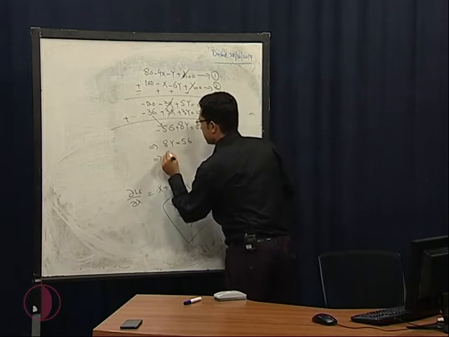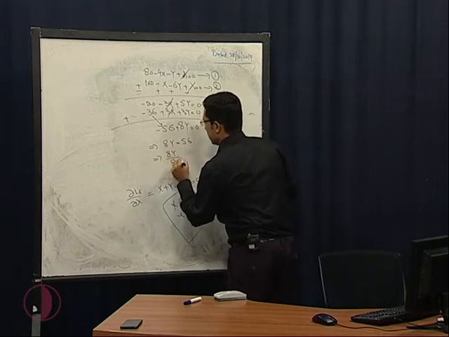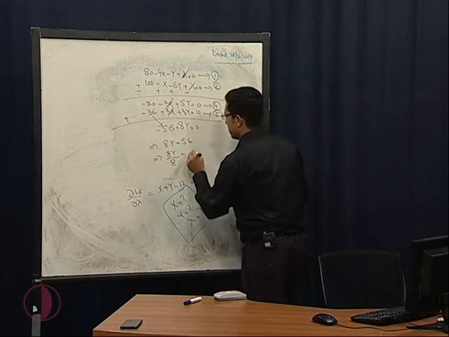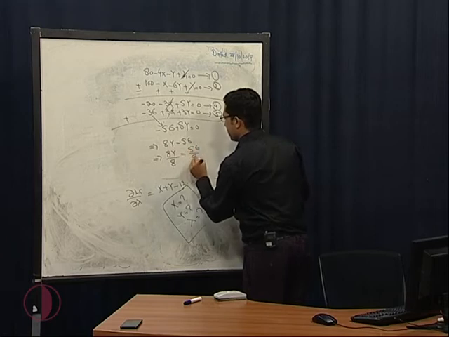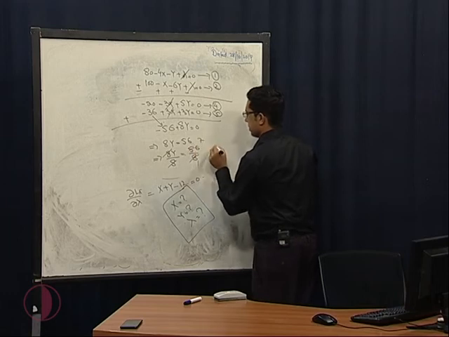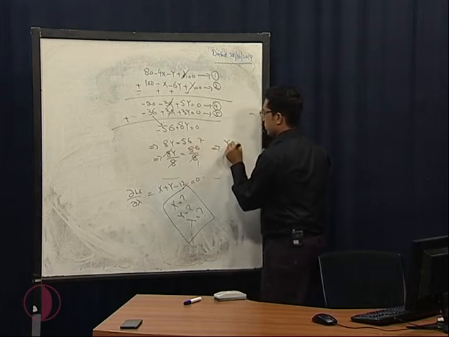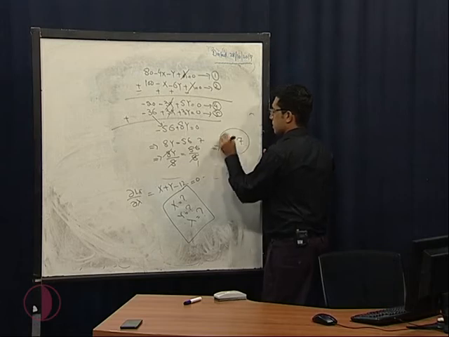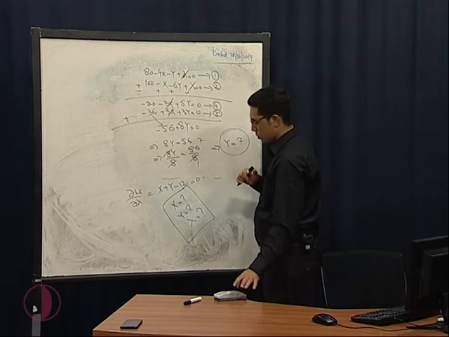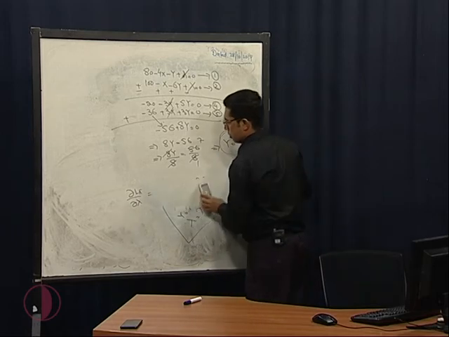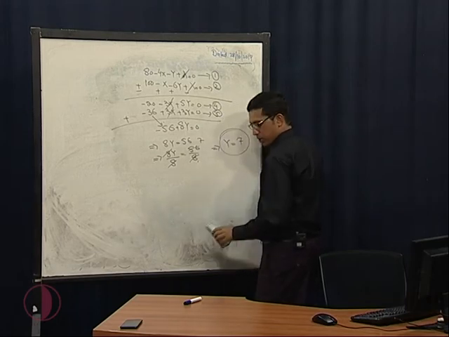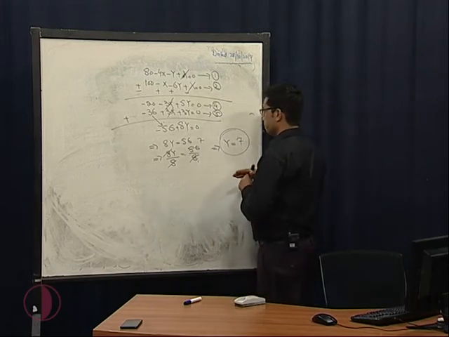This implies that, dividing both sides of the equation by 8, 56 divided by 8 is 7. This implies that y is equal to 7. This is the value of y. So, we have derived the value of the first unknown.